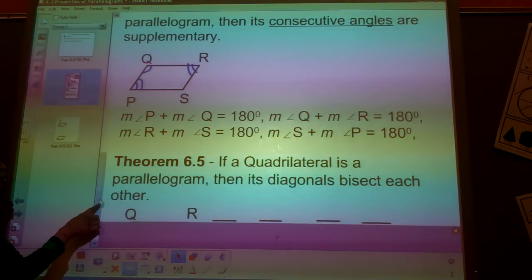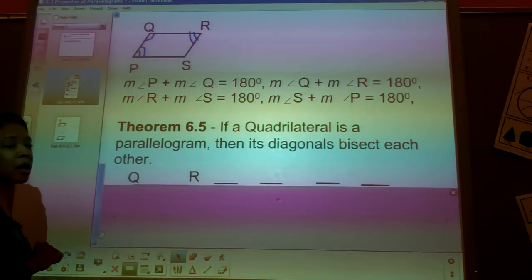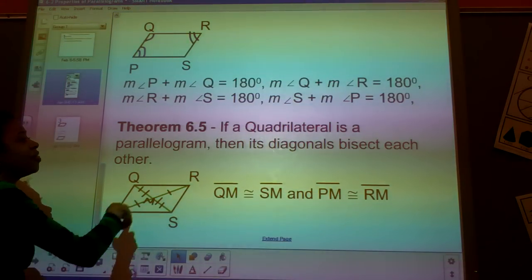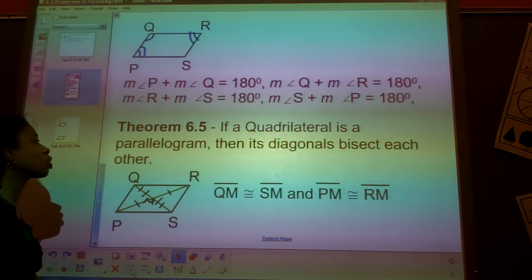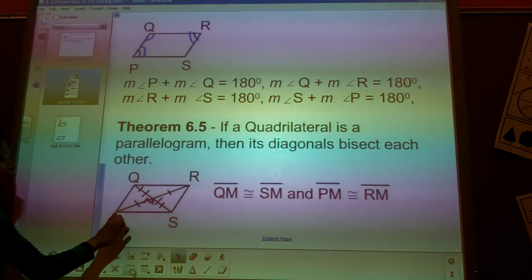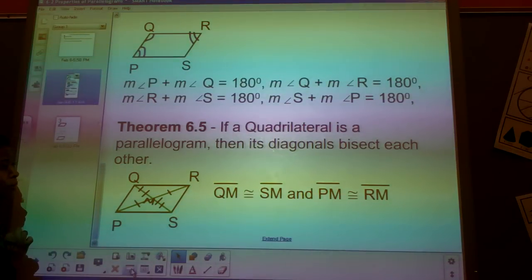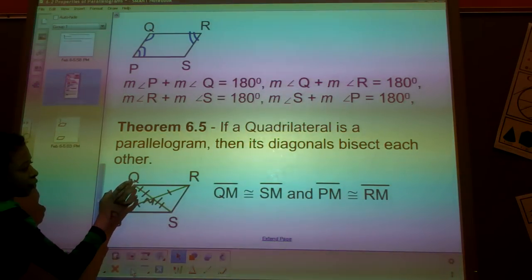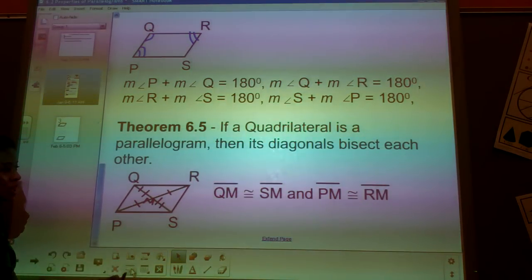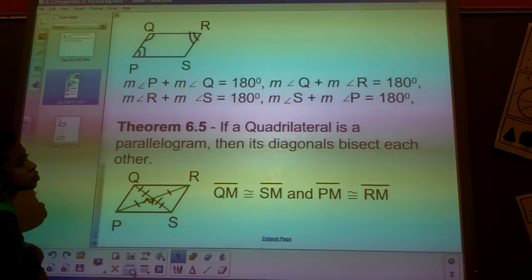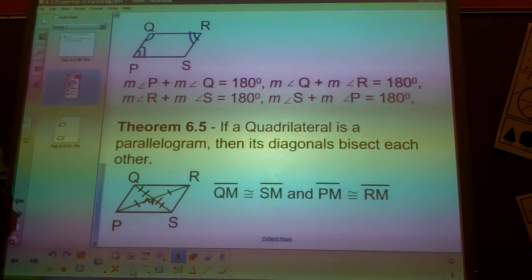Right? Some other information about quadrilaterals being parallelograms. If a quadrilateral is a parallelogram, then its diagonals will bisect one another. Remember, diagonals means from corner to corner on the diagonal: P to R is one diagonal, and from Q to S is the second diagonal. Here's what's so beautiful about diagonals on a quadrilateral that's a parallelogram.